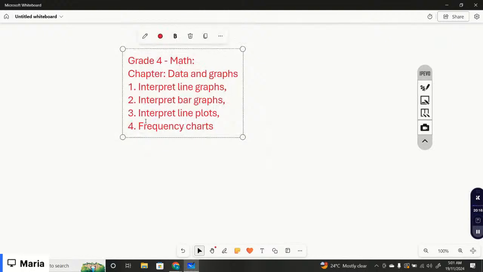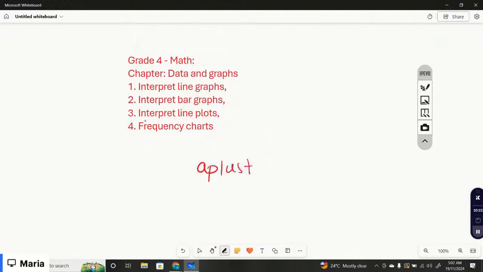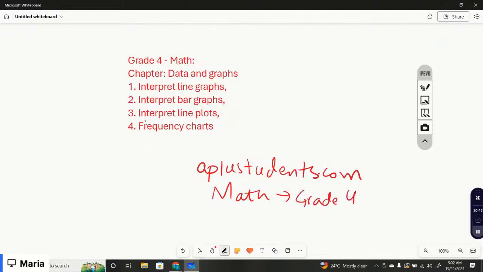We are here for grade 4 math. You can find all the lessons on aplusstudents.com. You have to log in there using your email address and password as provided by the administrator. Then you have to select math from the subject tab. Scroll down to grade 4 math and then click on view all lessons.